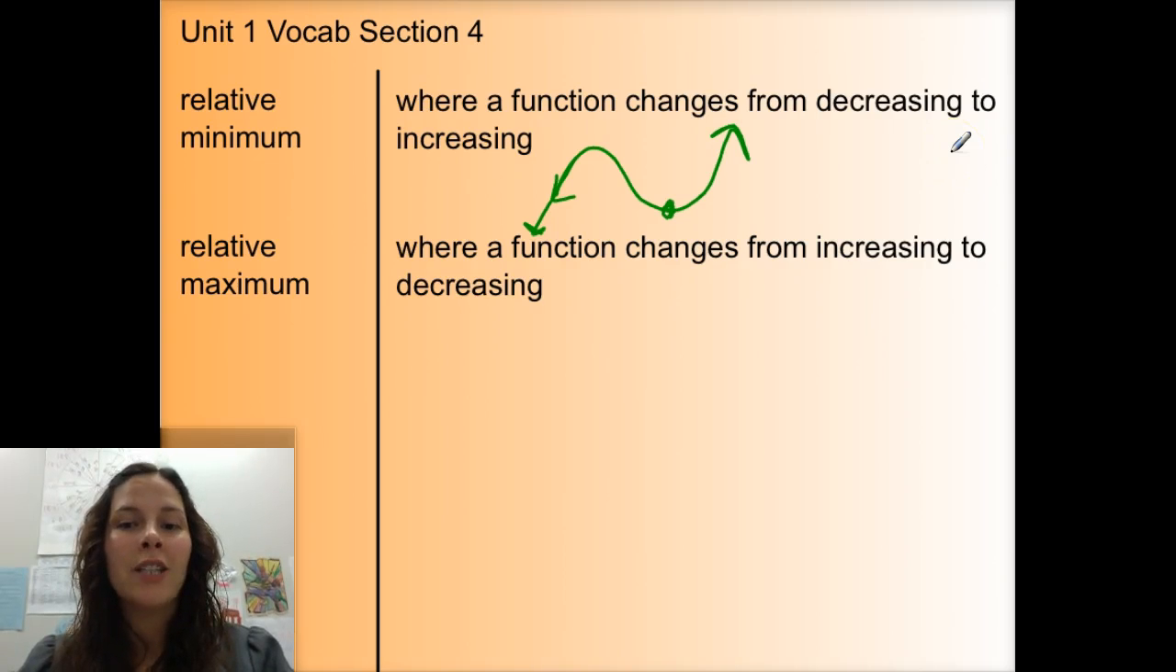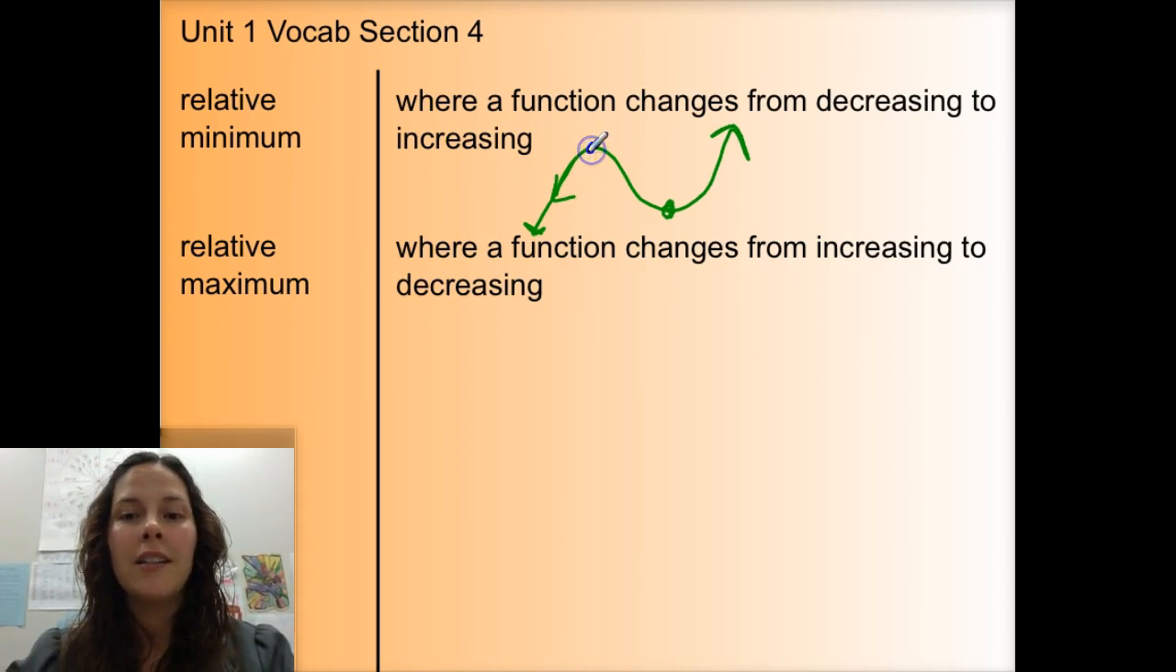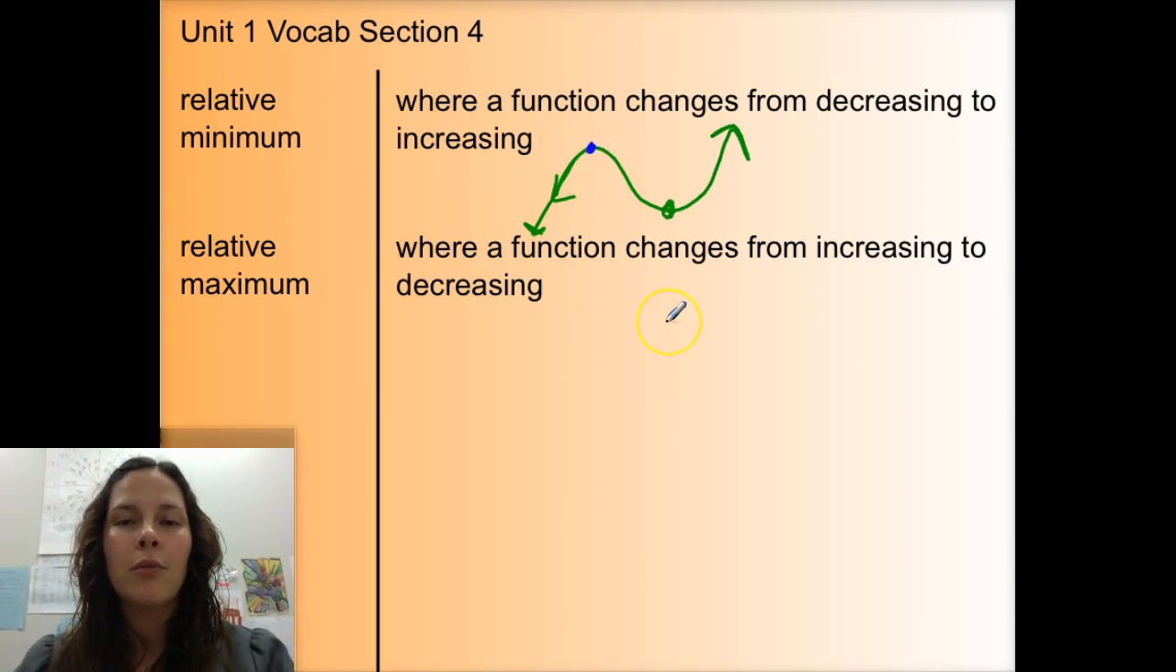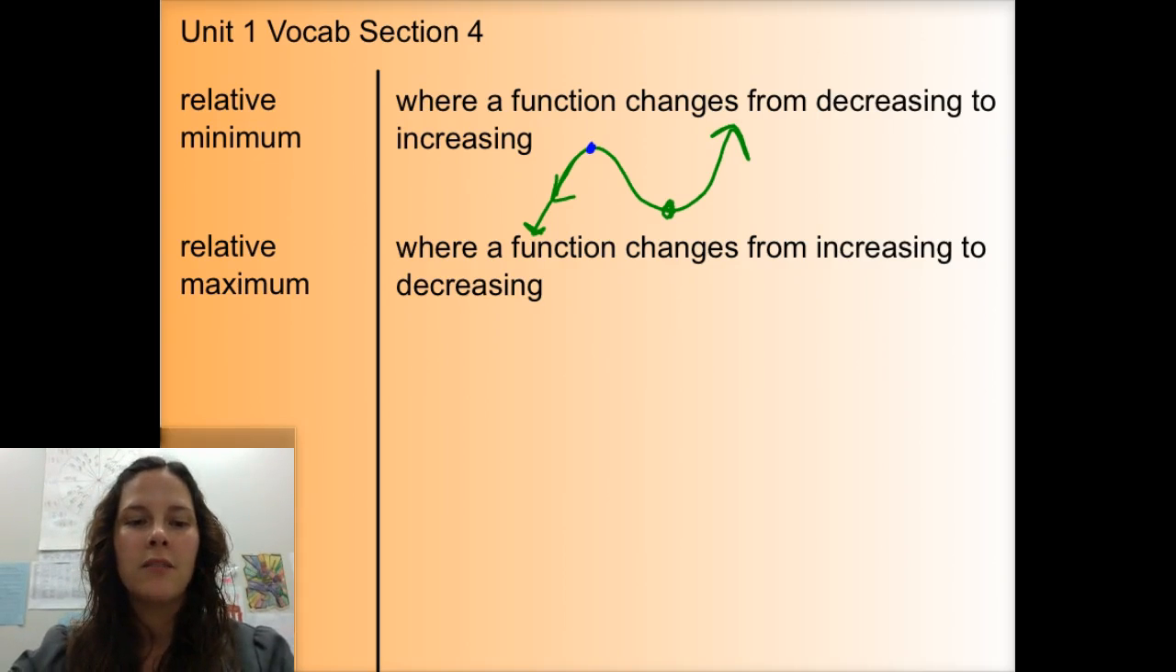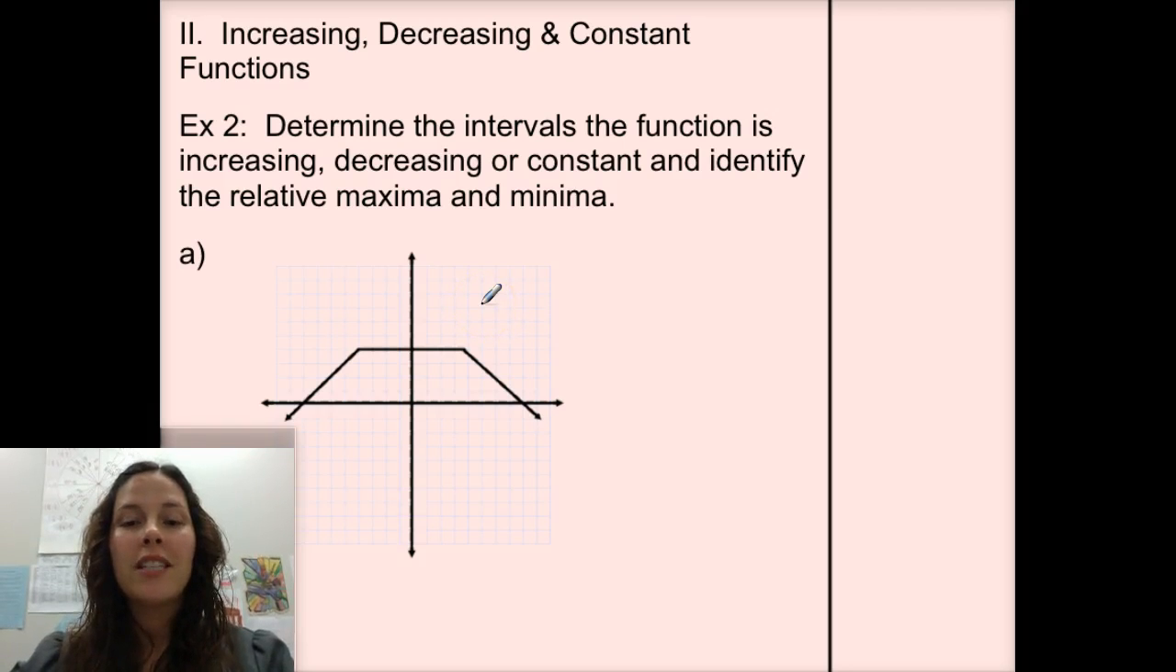There are y values lower than that point, but it changes from decreasing to increasing at that point on the graph. A relative maximum would be a hill instead of a valley. So it's a point where the graph turns, it goes from increasing to decreasing. So now we're going to take a look at how to identify where our function is increasing or decreasing and where it's constant. And after we do that, we're going to find the points where it has a relative max or a relative min.